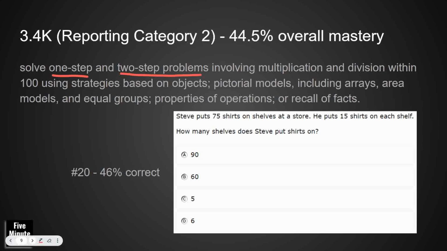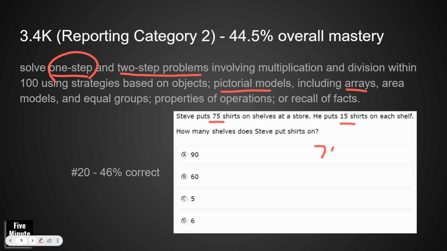Now, how are we going to solve? Well, we're going to use pictorial models, including arrays, area models, and equal groups. So really, if we're working with multi-step problems, as long as they're always drawing a representation and then always solving, you can hit both standards at once. Now, this happens to be a one-step problem.